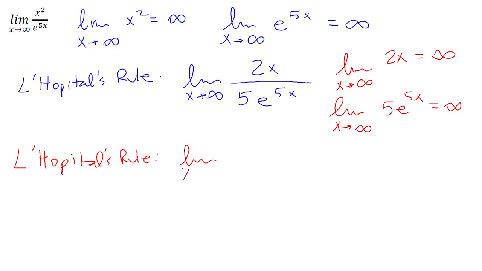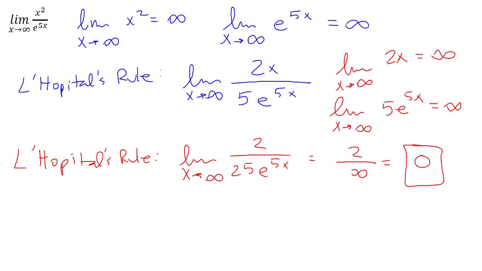Giving us a limit as x approaches infinity of 2 over, now it's 25e to the 5x. And now as we plug in infinity to that, we can see that we get 2 over infinity, which is, of course, again just 0.